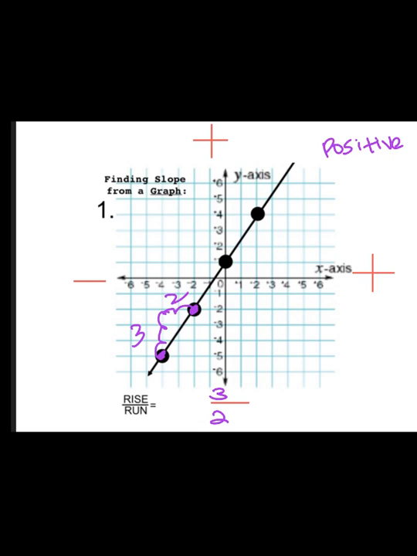Now, let's say I pick 2 different points on the graph. Let's say I chose this one and this one. So I need to go up 1, 2, 3, 4, 5, 6. And I go over 1, 2, 3, 4. So 6 over 4, if I put that in simplest form and divide both the numerator and denominator by 2, I also get 3 halves. So it doesn't matter which 2 points you pick on the graph, as long as they cross whole number x and y values.